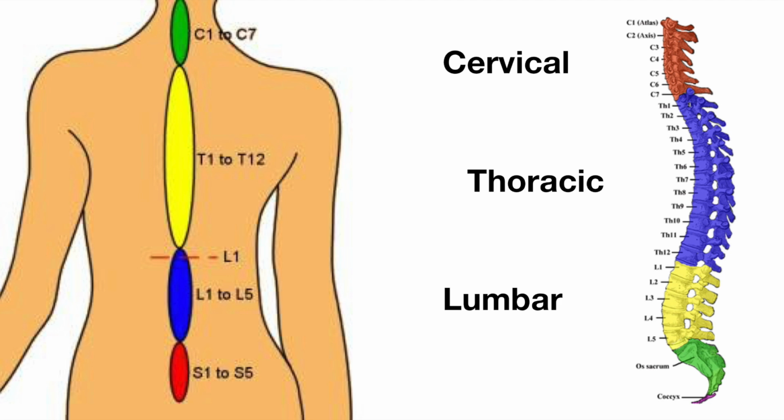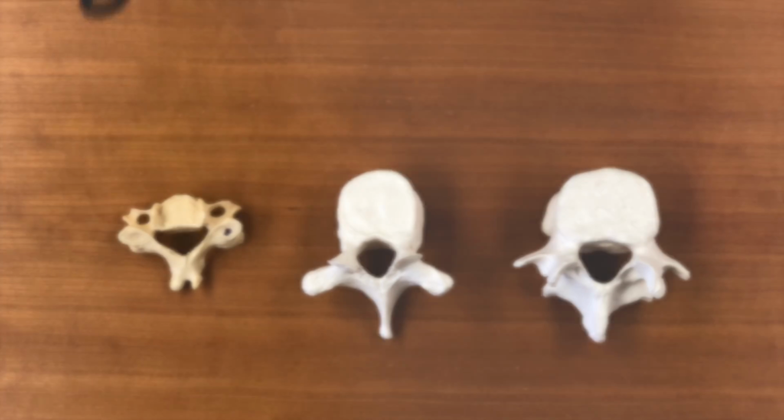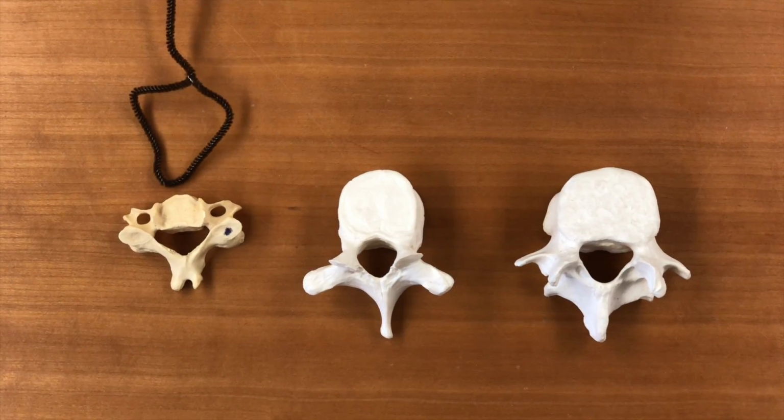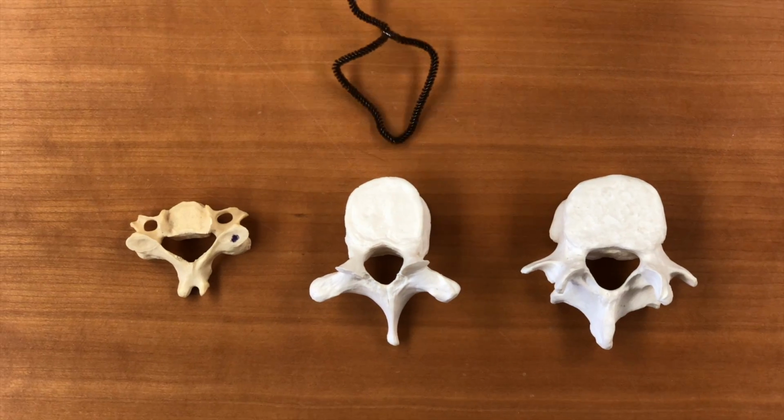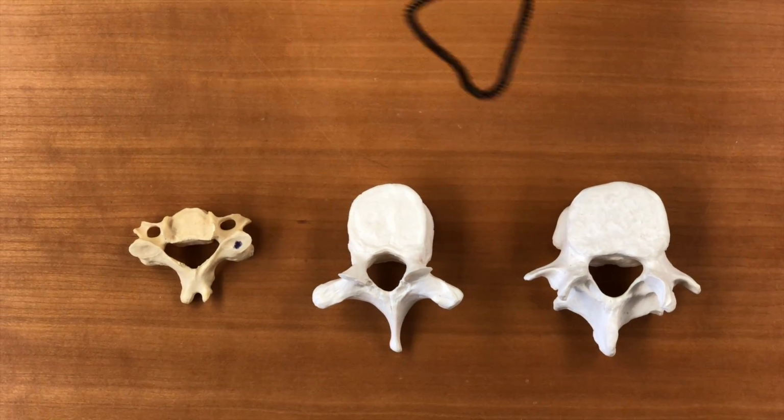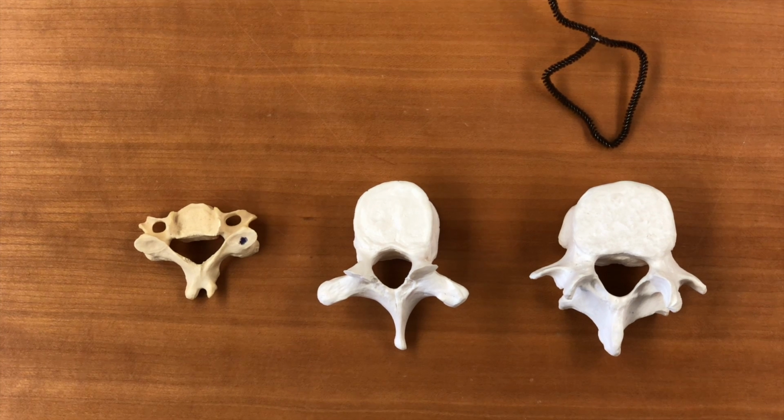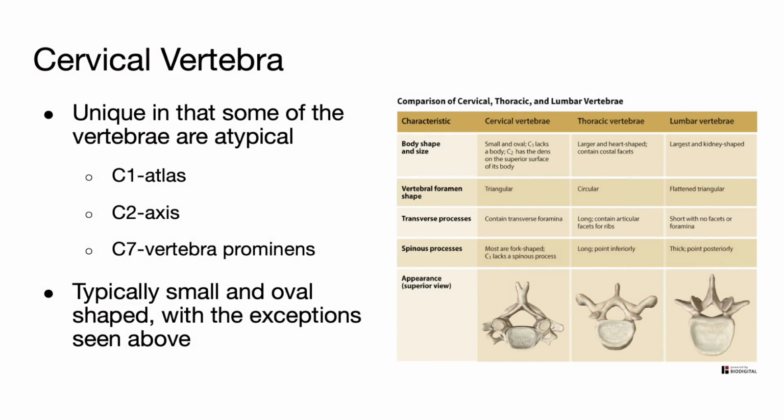There are three types of vertebrae in the human skeleton: cervical, thoracic, and lumbar. The vertebrae are physically different in many aspects due to the differences in location and primary function. The cervical vertebrae are the most superior, followed by the thoracic and lumbar vertebrae. Body shape and size, vertebral foramen shape, transverse process appearance, and spinous process appearance are characteristics used to differentiate between the three types. The cervical vertebrae are especially unique in that some of the vertebrae are atypical, which means they possess unique features no other vertebrae have.